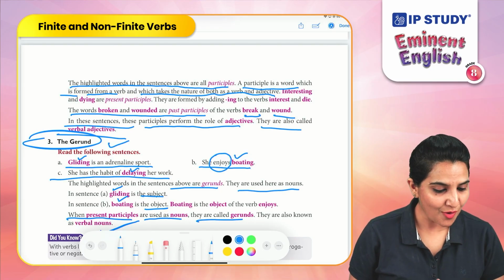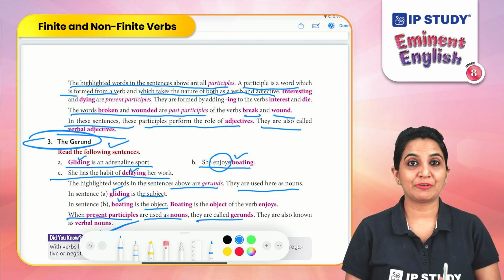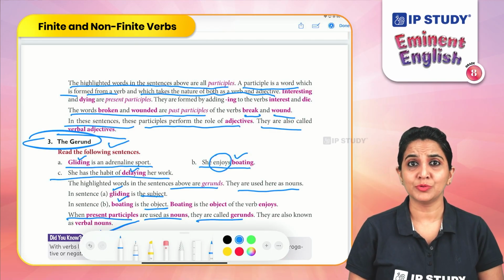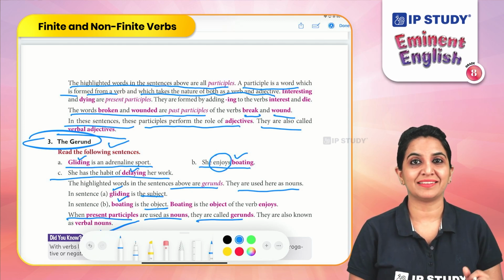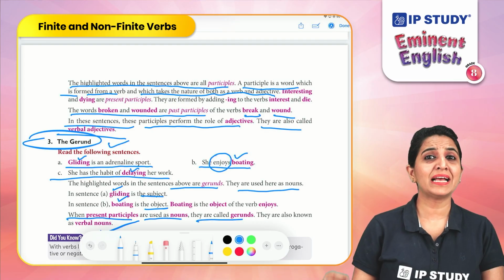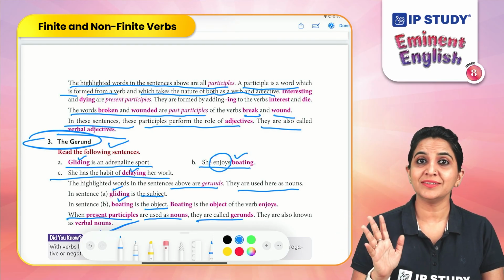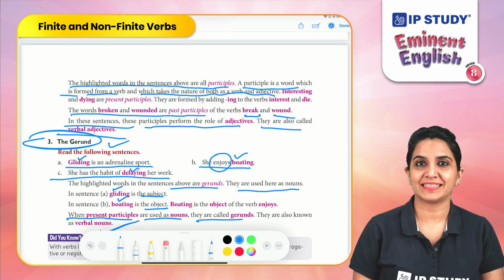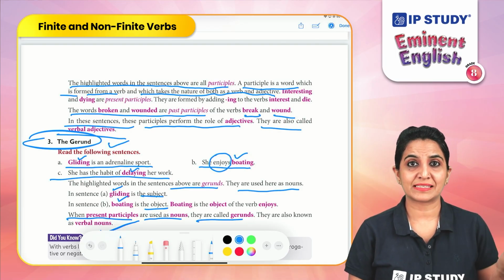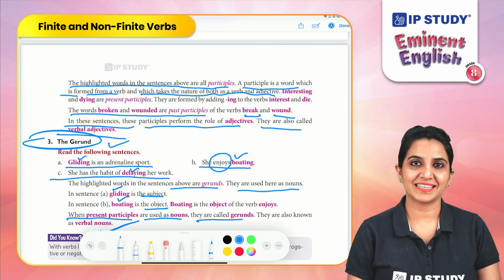Well, that was all about finite and non-finite verbs. Finite verbs are those verbs that show tenses, express the mood and number, and agree with the subject in the sentence. Whereas non-finites are those verbs which do not show the tense. They also don't express any mood in the sentence. They can also be used as the subjects. They can also be used as the predicate in the sentence.